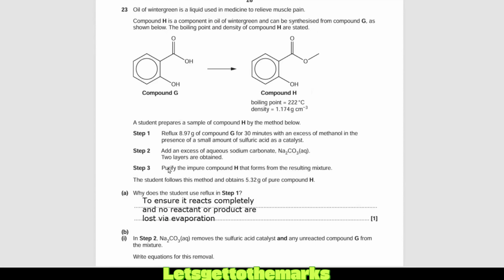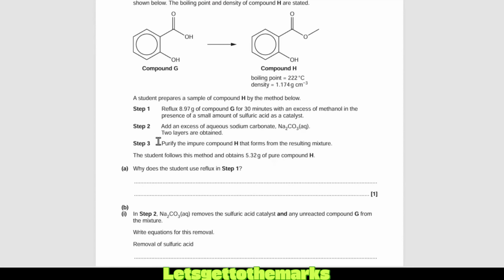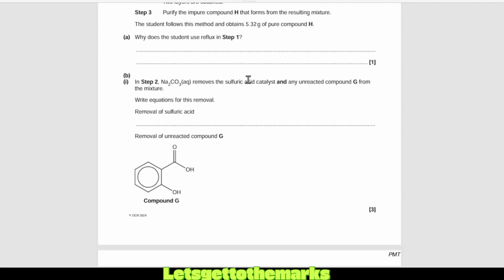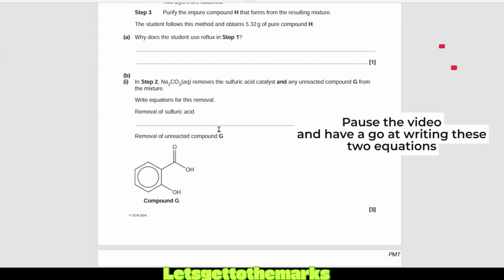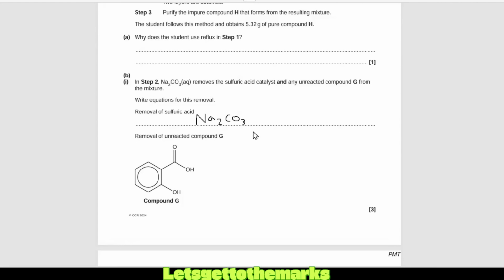Right, now let's check out step two. In step two, sodium carbonate, Na2CO3(aq), removes the sulfuric acid catalyst and any unreacted compound G from the mixture. Write equations for the removal of sulfuric acid. So we want to write equations for the removal of the sulfuric acid and then a second equation for the removal of compound G. Okay, let's have a go at writing these two equations. I'm going to go through the answers, so you should pause if you don't want to see them yet.